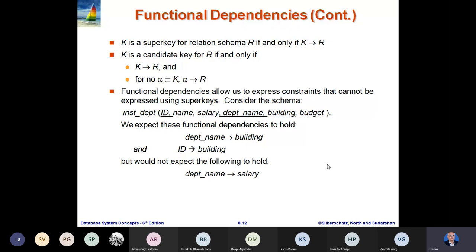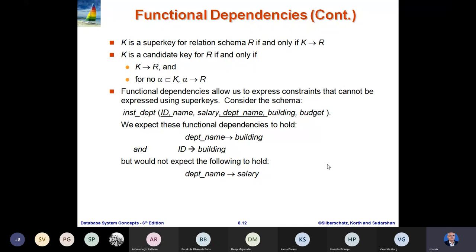K is used to denote the concept of super key here. So this K itself could be a subset of the schema R. Okay. So if K functionally determines R, what does that mean? That means the values for the columns in the set K, if we fix them, then the values for all the columns in the schema R will get determined.